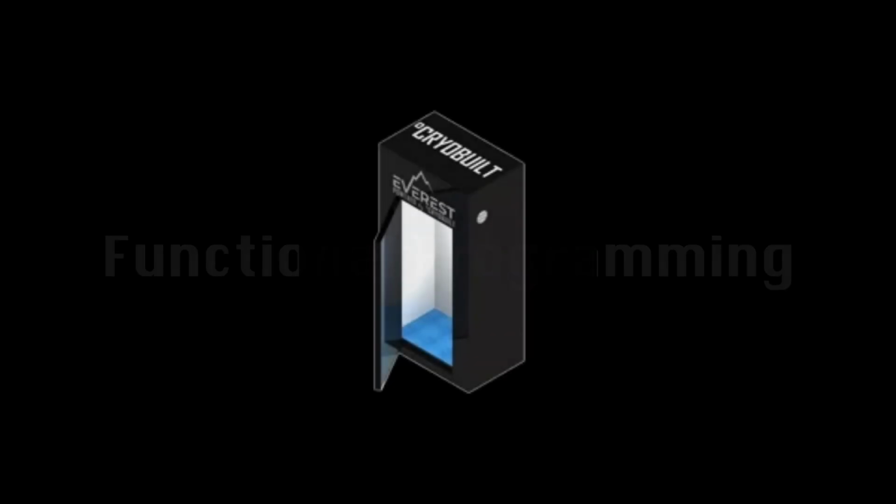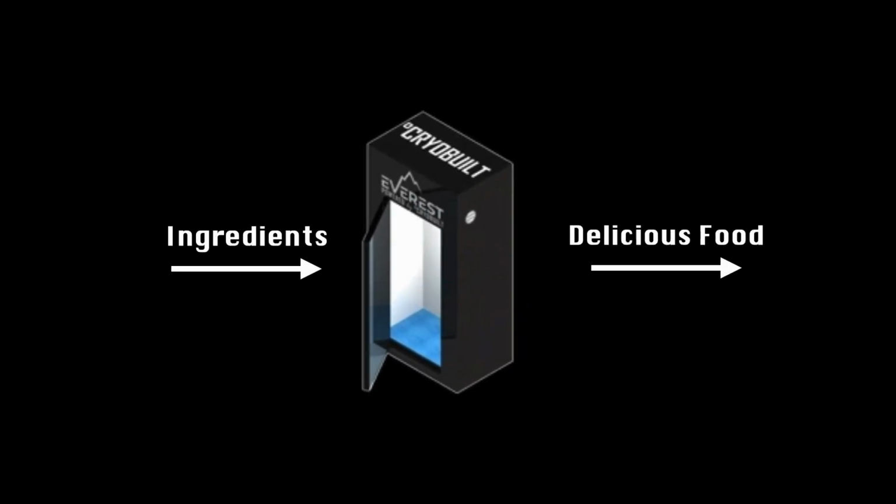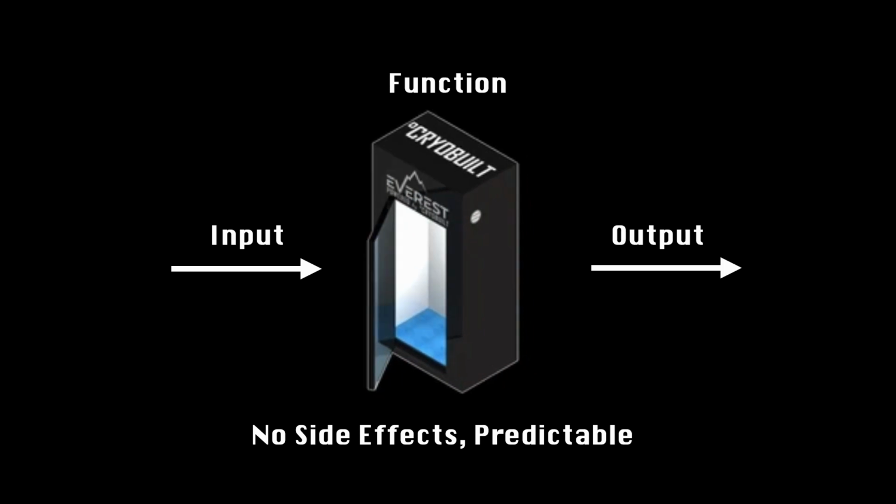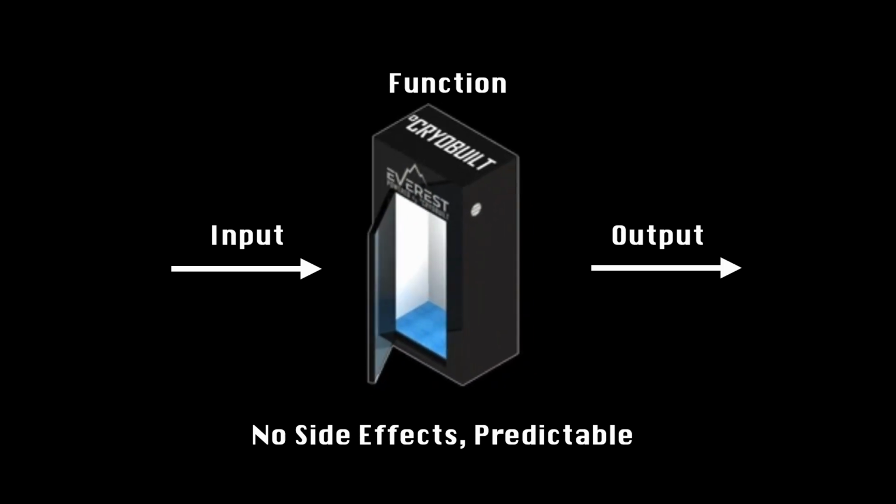Finally, let's discover functional programming. Imagine you have a box that takes in some ingredients, processes them, and gives you a new food as an output. Functional programming is like using this magical box to transform data without changing the original input. It focuses on writing functions that don't have side effects and are predictable.